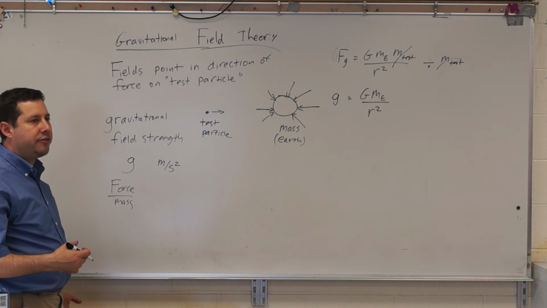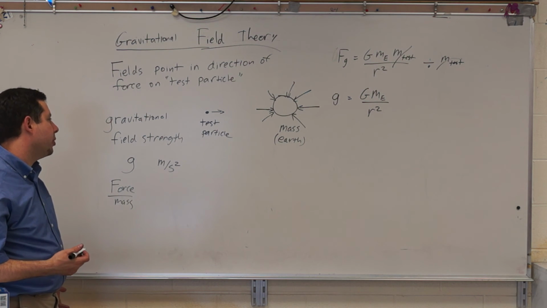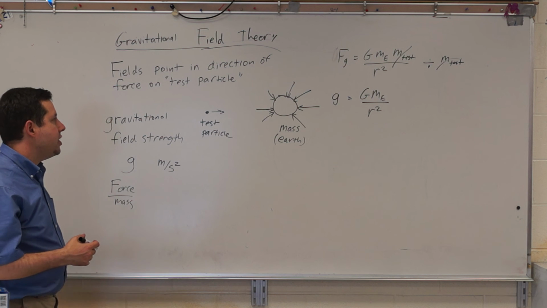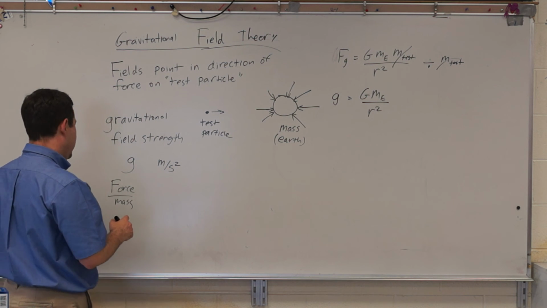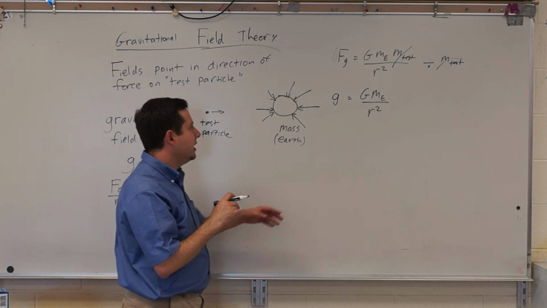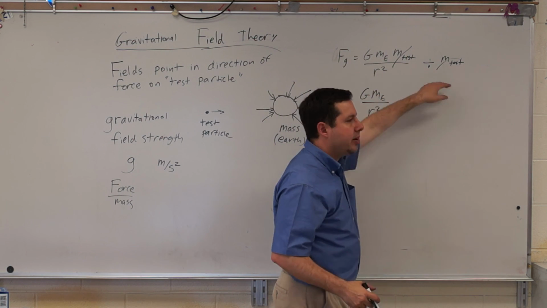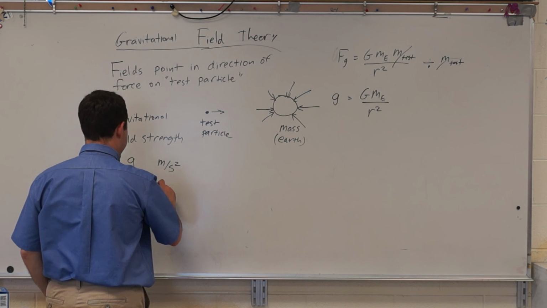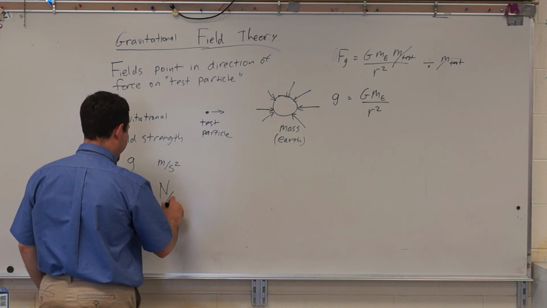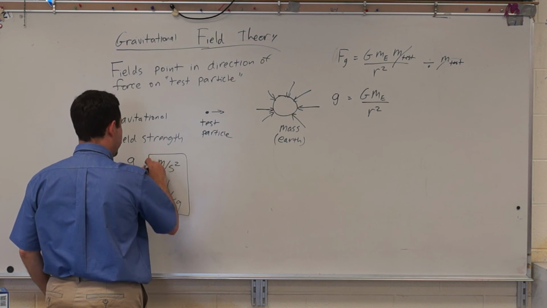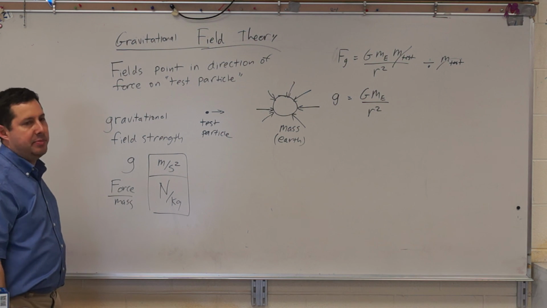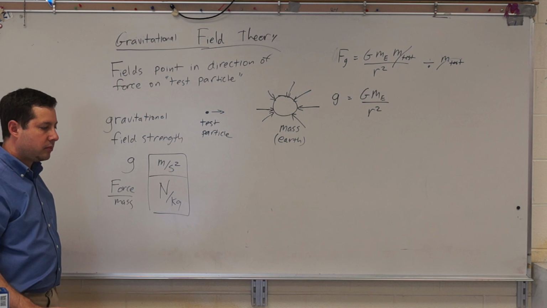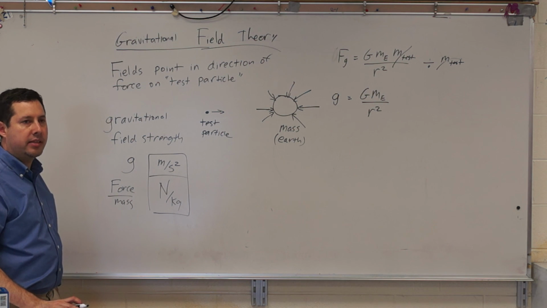If you do it for a different planet, you'll get slightly different numbers. But depending on the units, if you divide force divided by mass, because that's what you're doing, you're taking a force and you're dividing it by a mass, the units you're going to get are newtons per kilogram. And it turns out that newtons per kilogram are the exact same unit as meters per second squared. And either of those are acceptable. So that's gravitational fields.